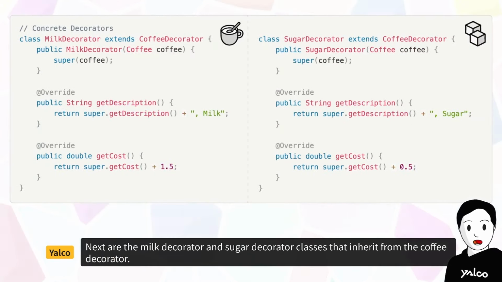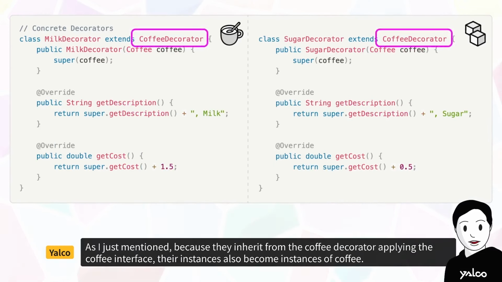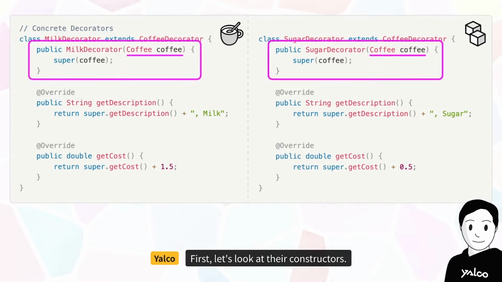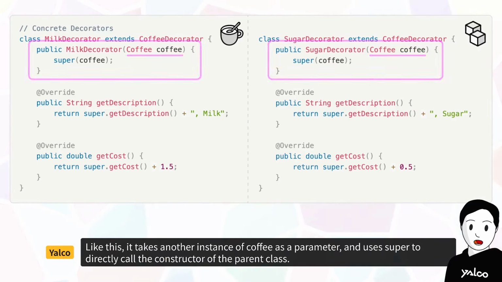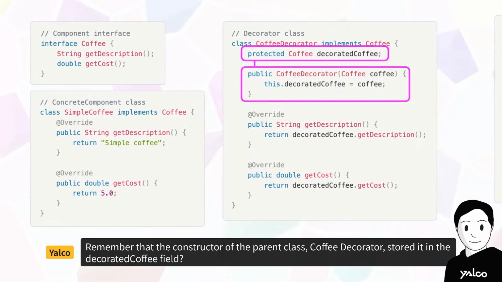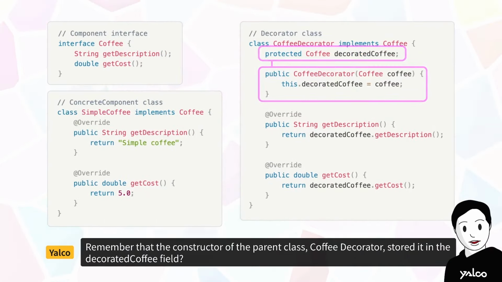Next are the milk decorator and sugar decorator classes that inherit from the coffee decorator. As I just mentioned, because they inherit from the coffee decorator applying the coffee interface, their instances also become instances of coffee. They are also overriding and implementing the methods of coffee like this. First, let's look at their constructors. Like this, it takes another instance of coffee as a parameter and uses super to directly call the constructor of the parent class. Remember that the constructor of the parent class, coffee decorator, stored it in the decorated coffee field?